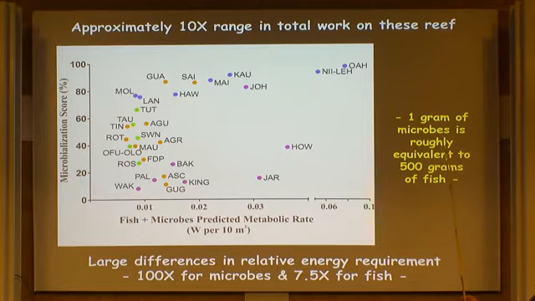The rough rule of thumb is that 1 gram of microbes in this same amount of water is going to be equivalent to 500 grams of fish biomass, approximately. It doesn't take many microbes because they're spinning so quickly. And 500 grams of fish is really a lot of fish. A really, really healthy reef would have something in that range.